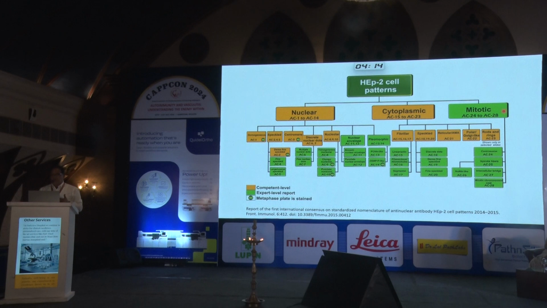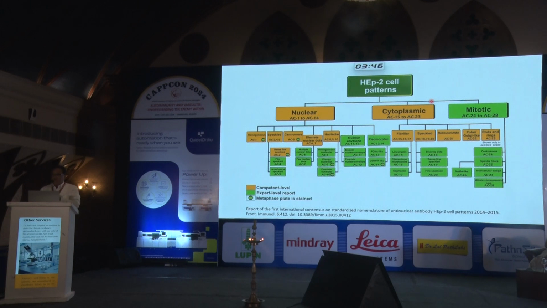Nowadays we report ANA as the AC patterns, or anti-cell, because this term has been adopted since the antibodies are not only against the nucleus, they are also against the cytoplasmic components. So nowadays they call it AC patterns, AC1 and AC2, and these are different patterns. I'm sure you're familiar with this reporting pattern.